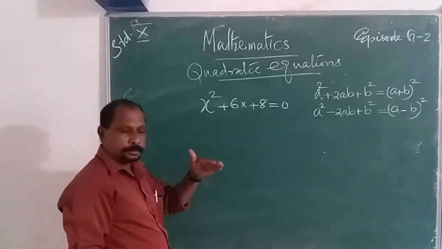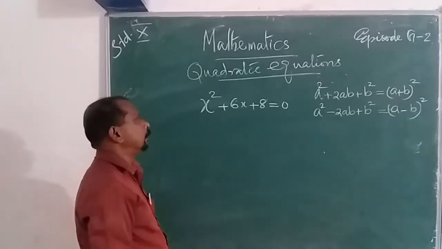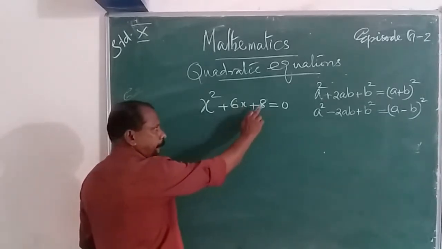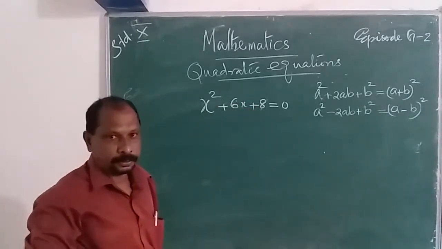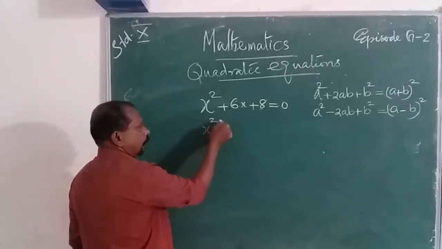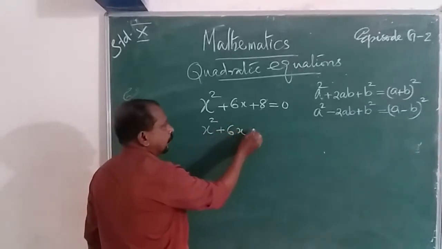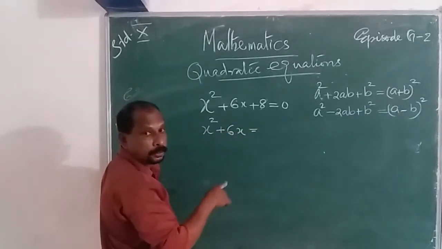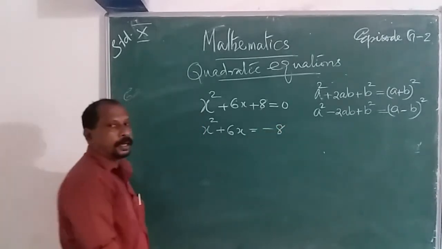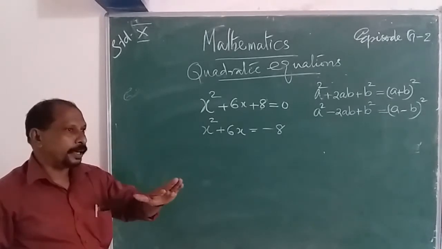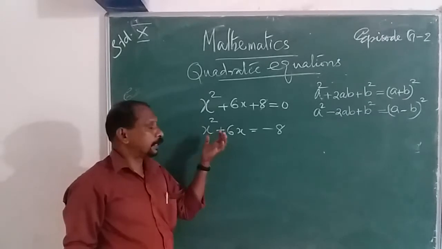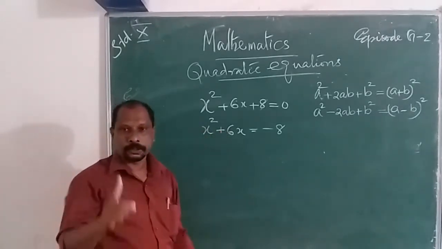In this completing the square method, first of all, we shift the constant to the right. That is the first step. Therefore, x square plus 6x is equal to, plus 8 shifting to the right, minus 8. Then verify whether the coefficient of x square is 1 or not. In this example, the coefficient of x square is 1.